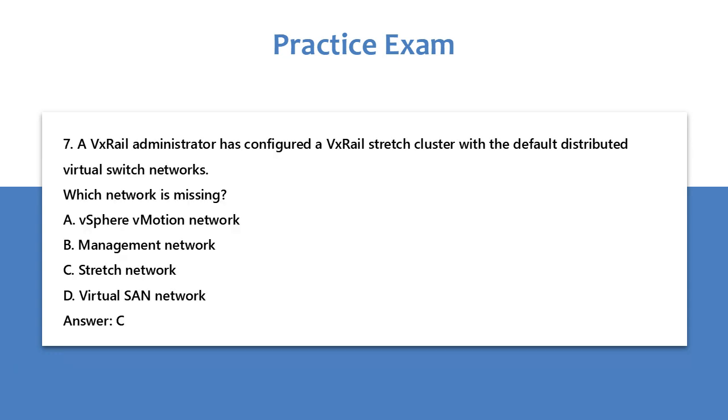7. A VxRail administrator has configured a VxRail stretch cluster with the default distributed virtual switch networks. Which network is missing? A. vSphere vMotion Network. B. Management Network. C. Stretch Network. D. Virtual SAN Network. Answer: C.